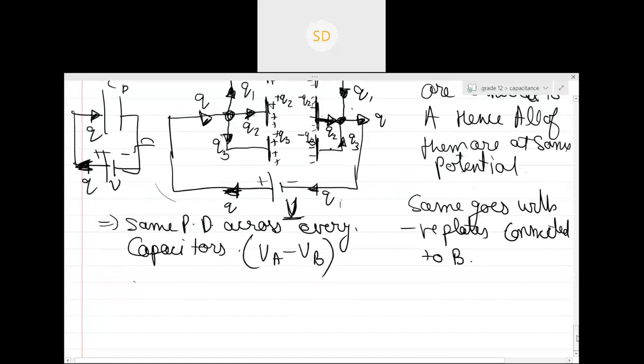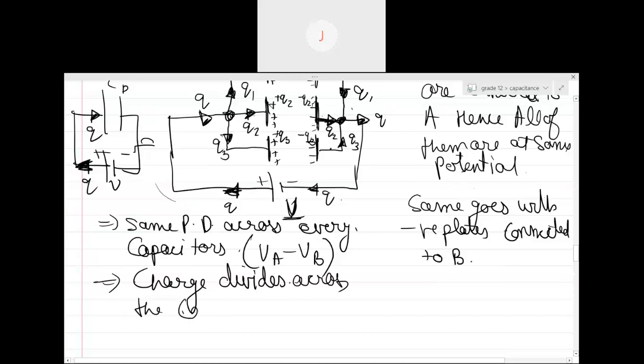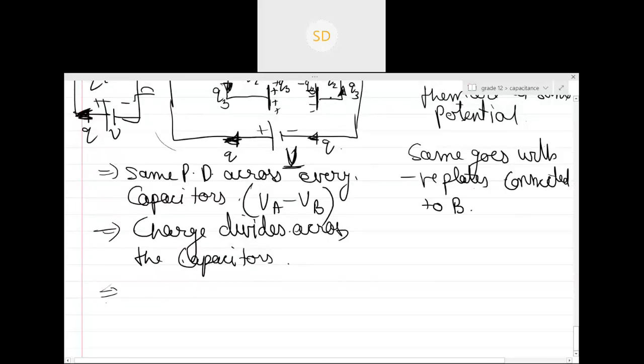So basically, this is how you divide the charge. In this case, the potential difference is the same, and the charge is dividing. So always remember what is dividing in the case of parallel combination: the charge divides across the capacitors, whereas the potential difference remains the same.